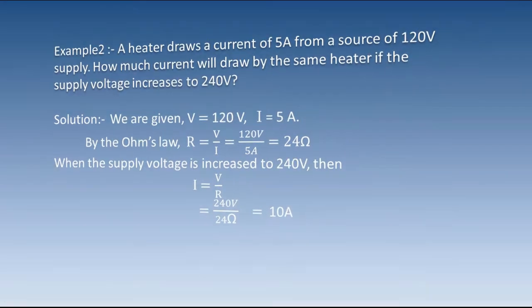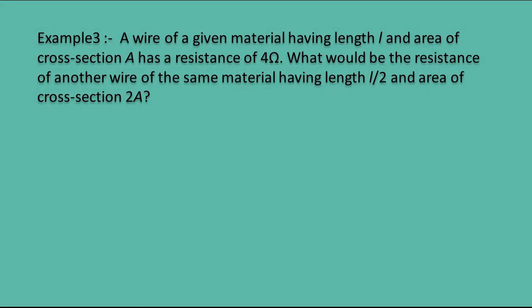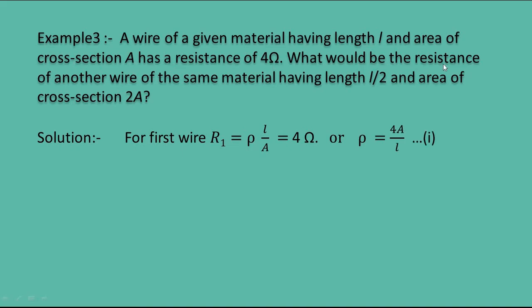We can understand more through example 3. A wire of a given material having length L and area of cross section A has a resistance of 4 ohms. What would be the resistance of another wire of the same material having length L by 2 and area of cross section twice A?